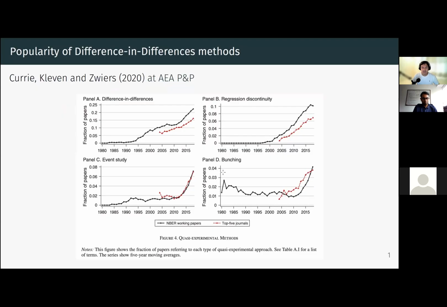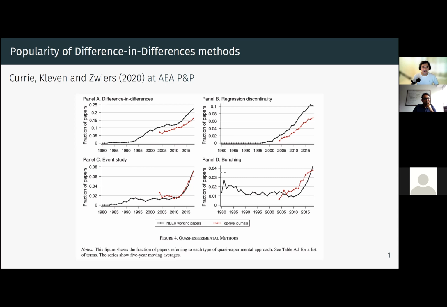Right, so first, why differences and differences? Why have we put so much attention into discussing difference-in-differences methods in the last 5 years or so? The way I see it, it is essentially driven by applied researchers.